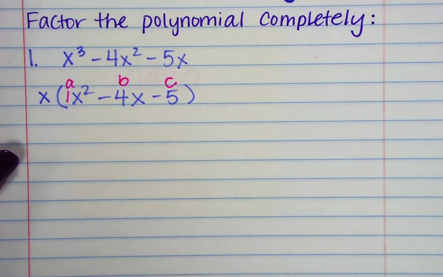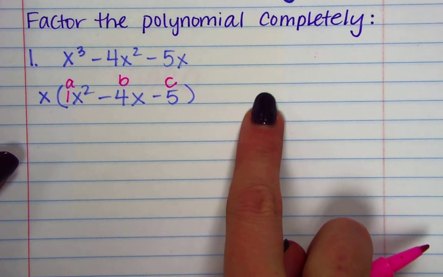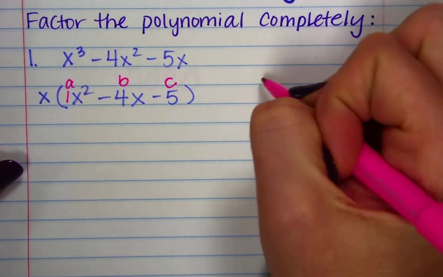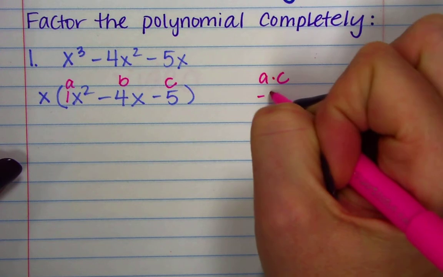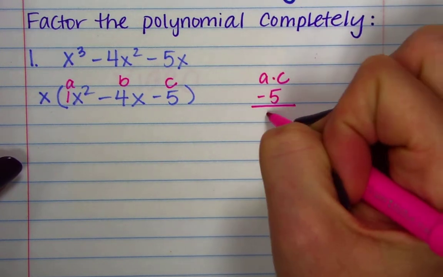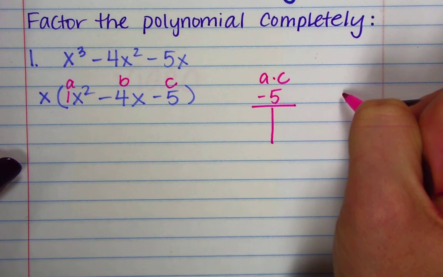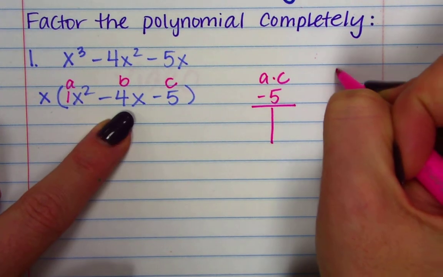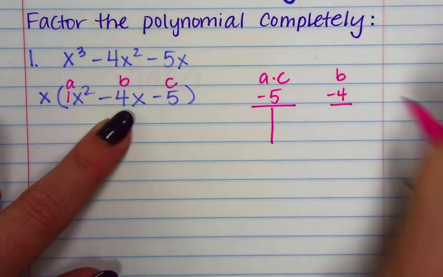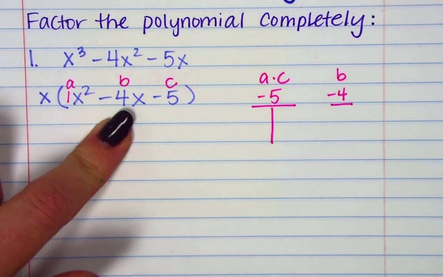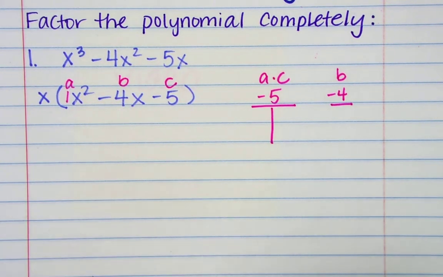This is in the correct order. All right, most of these will be in the correct order, I would think. Okay, then we do what times what? A times C. 1 times -5. Okay, -5. We make a little T-chart. And then we want those to add up to what? B, -4. Good.